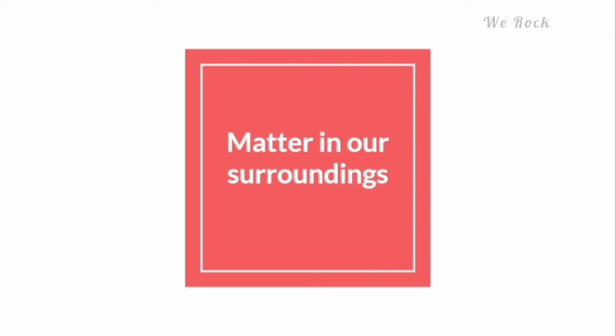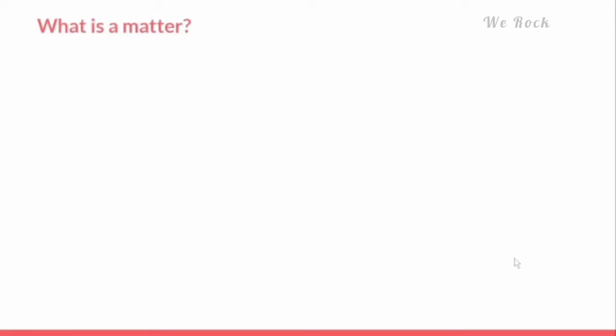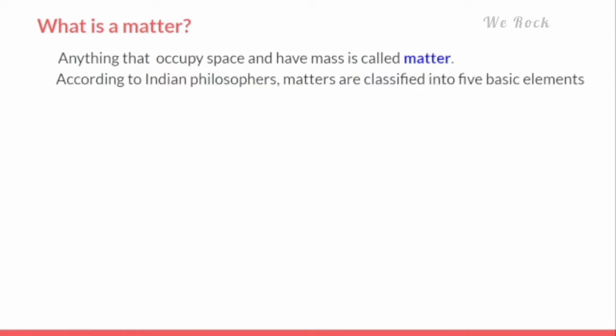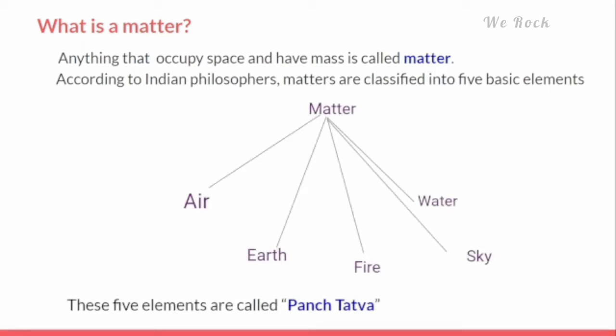In this video, I'll share some important points from the chapter Matter in Our Surroundings. What is matter? Anything that occupies space and has mass is called matter. According to the Indian philosophers, matter is classified into 5 basic elements: air, earth, fire, water, sky. These 5 elements are called Panch Tattva.